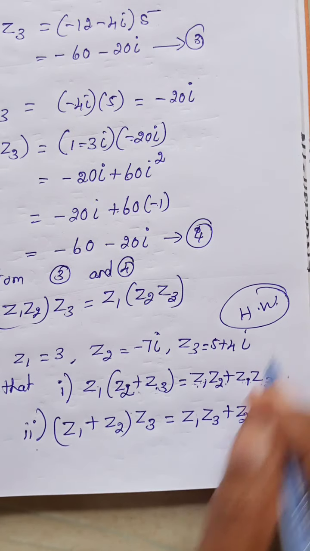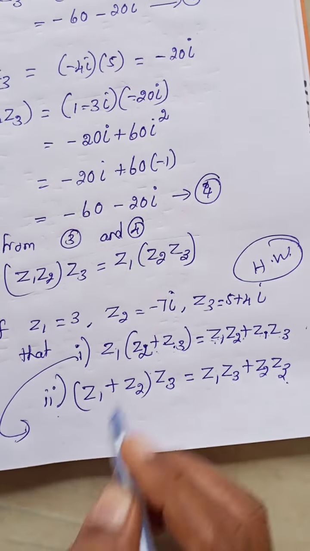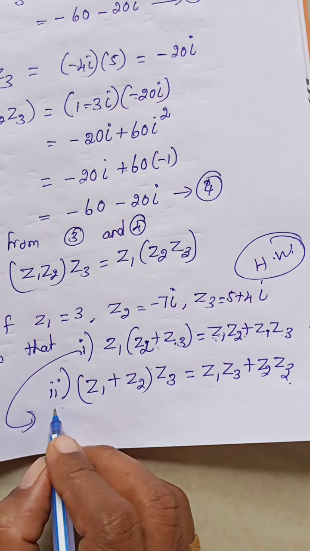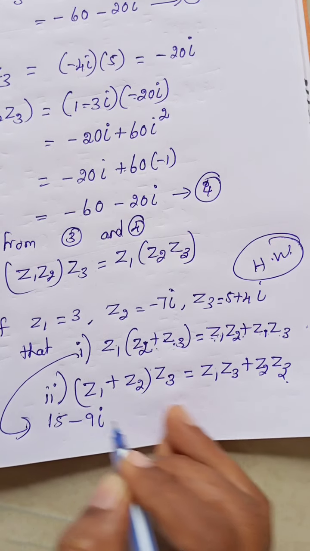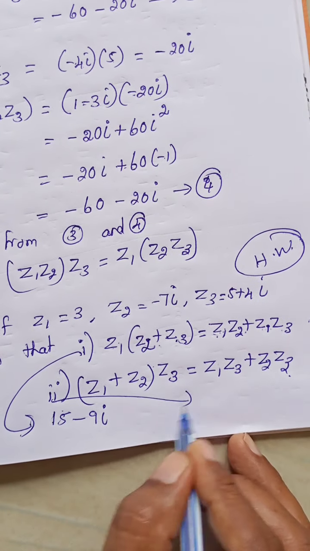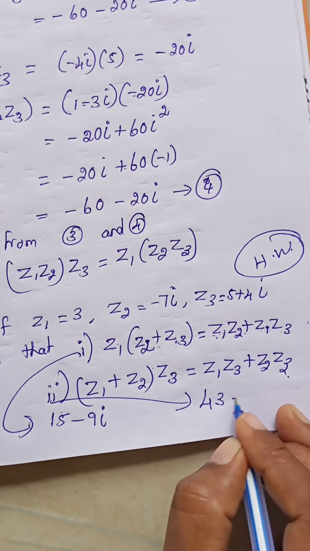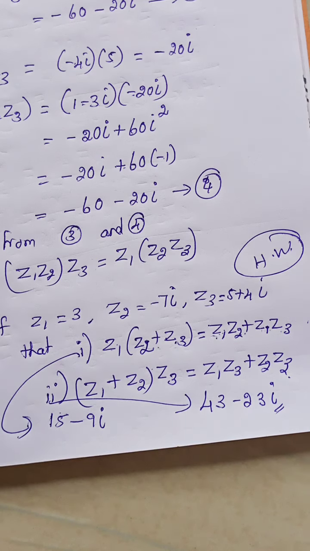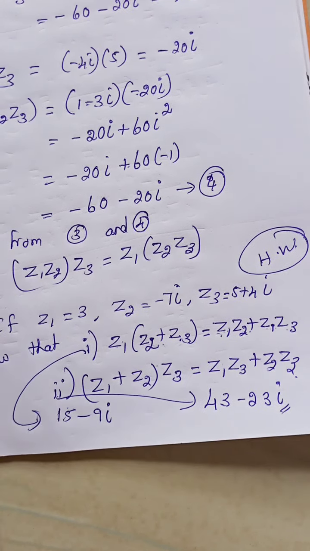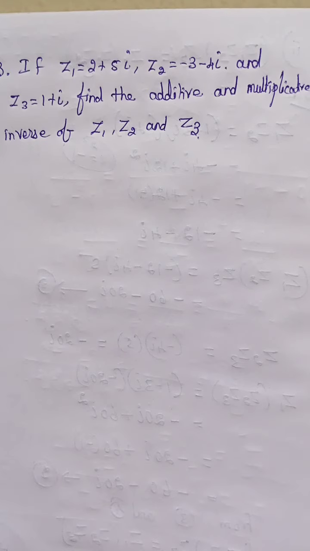Okay, the second problem you can do as homework. See, for the first subdivision, when you simplify both, you will get 15 minus 9i. Is that clear? For the second subdivision, you may get the answer as 43 minus 23i. 43 minus 23i. Check it. Okay? Shall we move to the third problem?